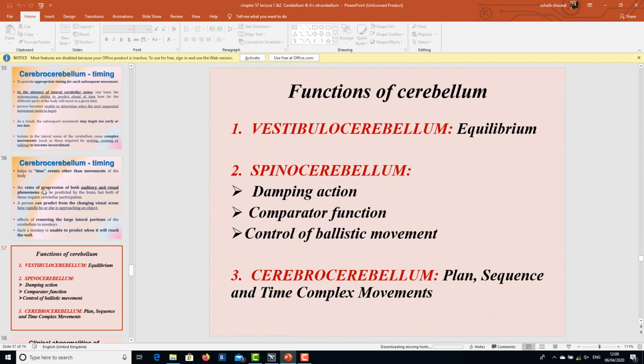Now, the functions of cerebellum. The vestibular cerebellum has the function of equilibrium. The spinocerebellum has the function of damping action, comparator function, control of ballistic movements. Cerebro Cerebellum is having the function to plan, to sequence, and to time the complex movements.